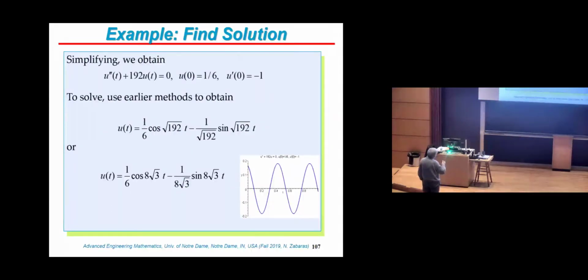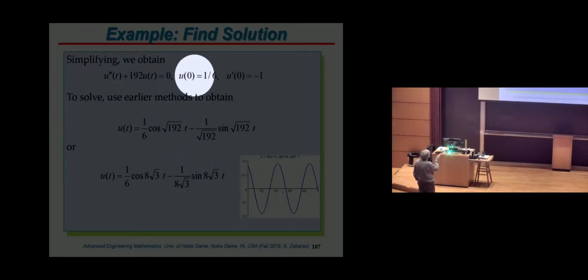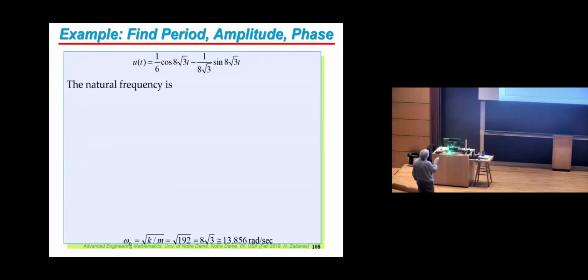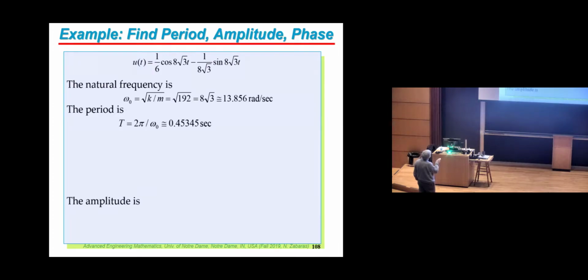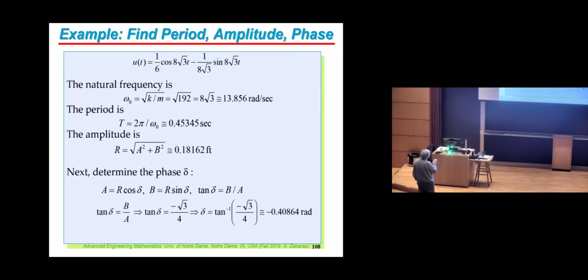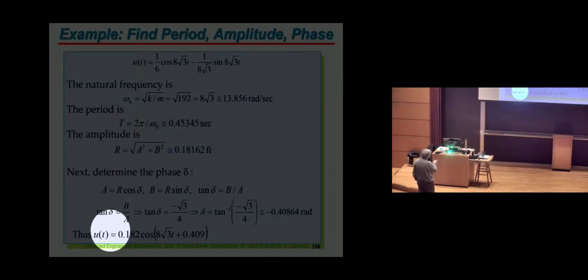So I have an example similar to what I had before. Again, there is no damping. It's a pure oscillation, some initial displacement, some initial velocity. So the standard way, you get something like that. But you can combine those things. Here is R. Here is the phase shift delta. And here is a much nicer way to write the solution in terms of only one cosine.